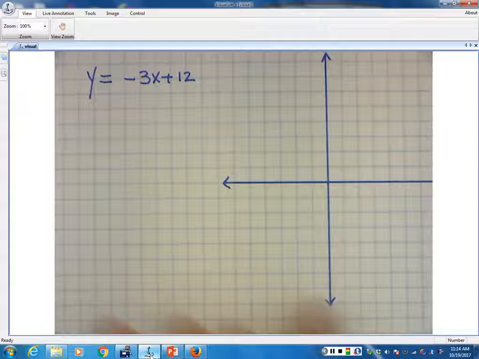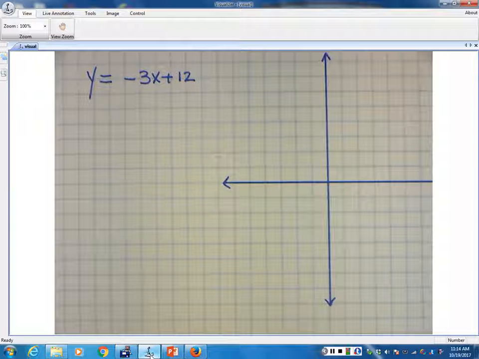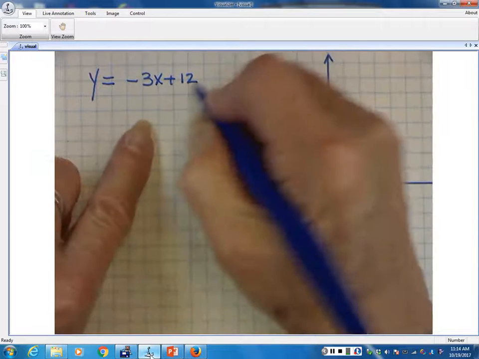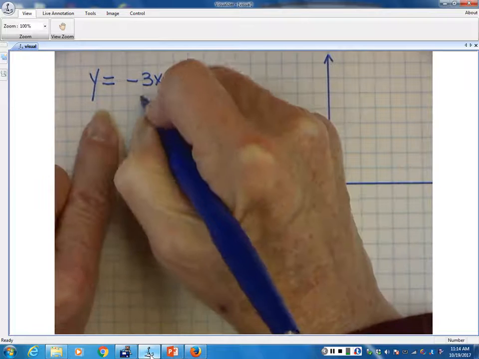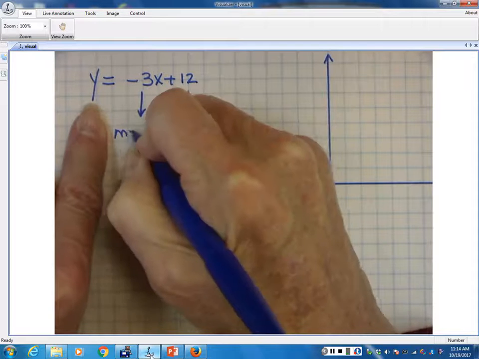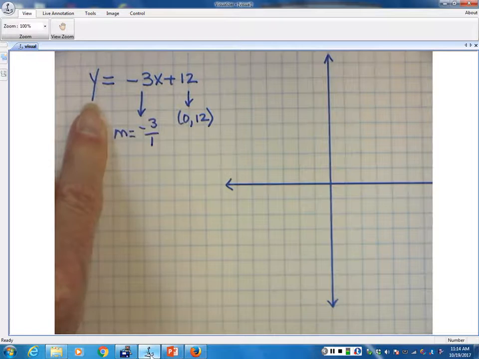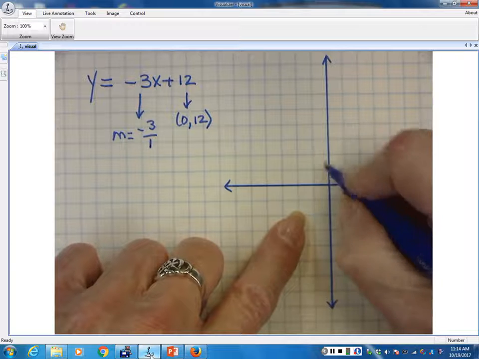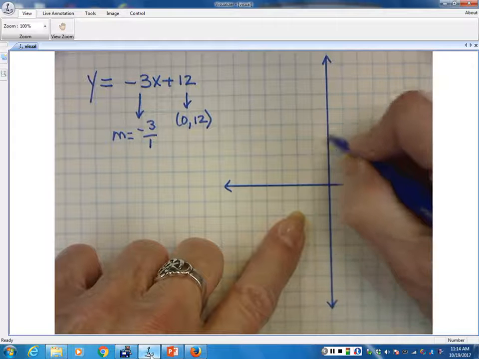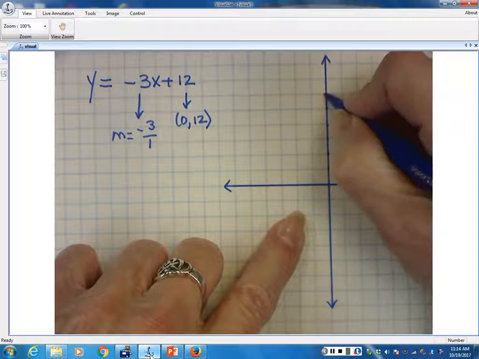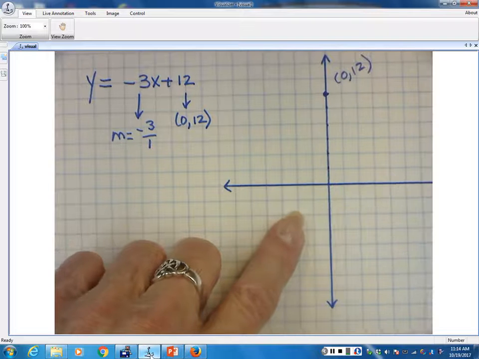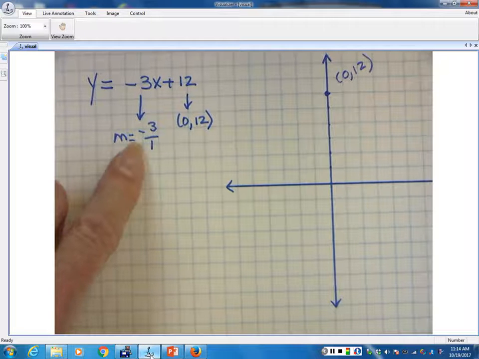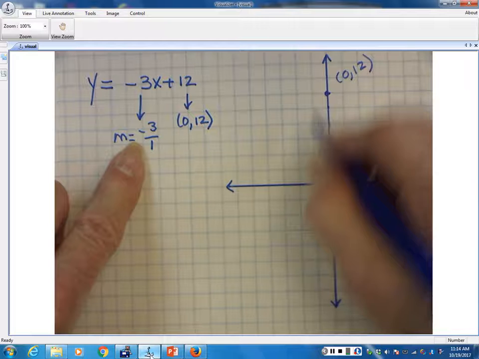And actually, a good thing about this one is that I can adjust it to be bigger if I needed to. So I'm going to go 0, 12, and the slope is going to be -3 over 1. So I'm going to go up 2, 4, 6, 8, 10, 12. And then my slope says count down 3 and write 1.